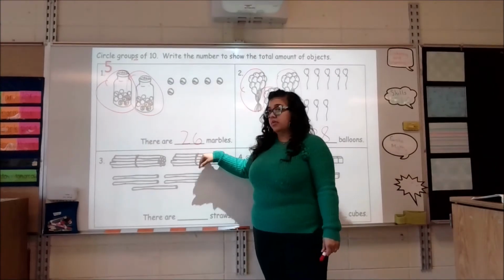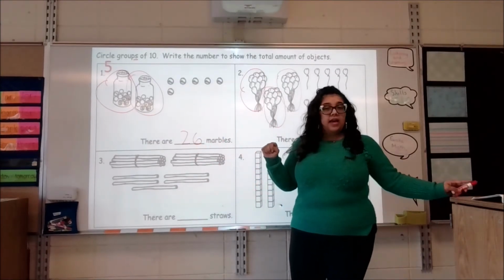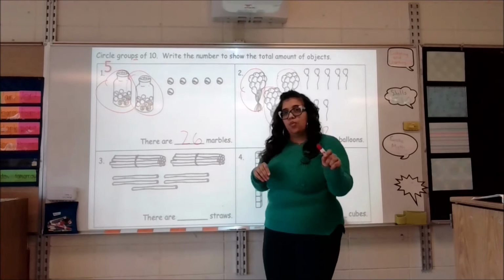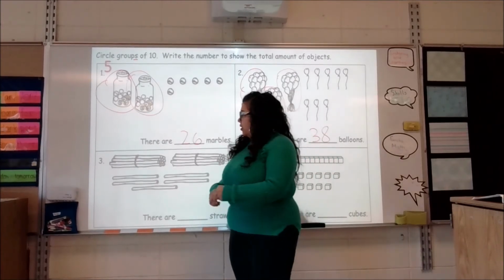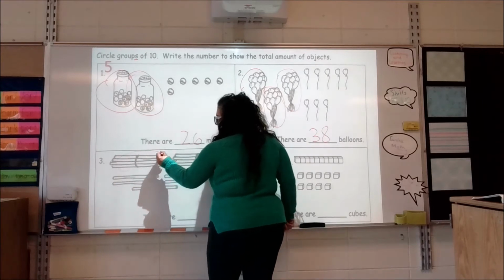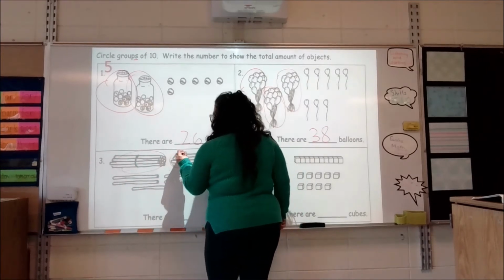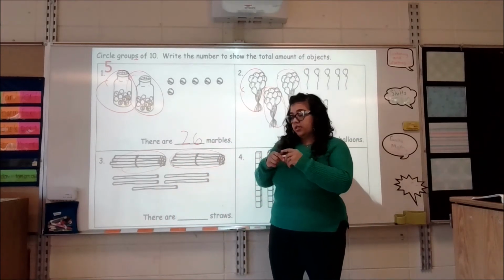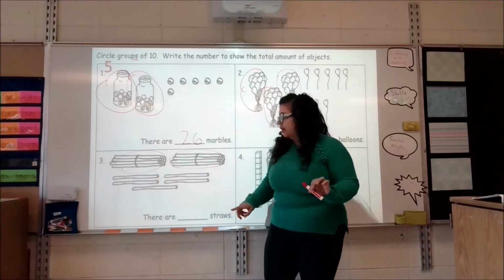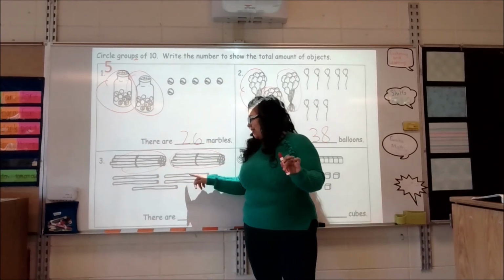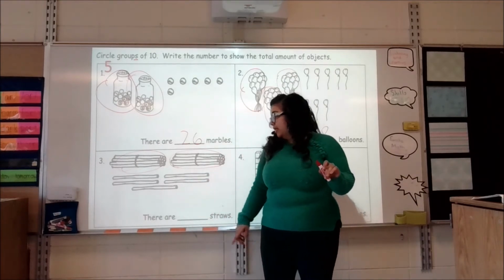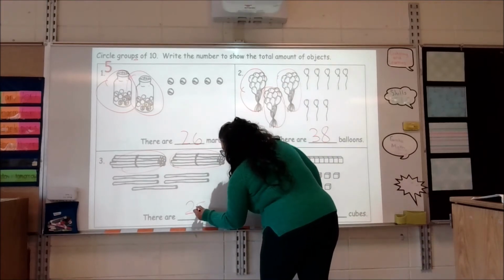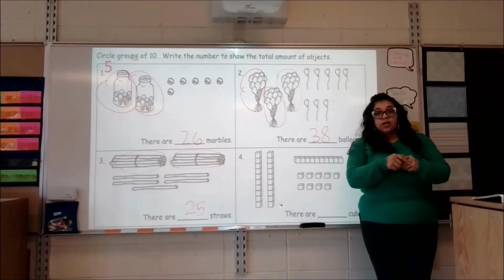Now we're going to count straws. What's our rule about bundles? Bundles are groups of 10. So we're going to count the groups of 10, and then we're going to count the rest of the individual straws by 1. Count by 10s. 10, 20. Now, let's switch to count the little ones. 21, 22, 23, 24, 25. There are 25 straws.